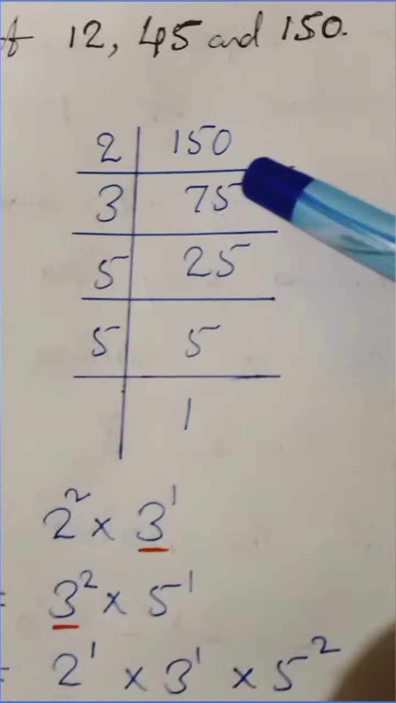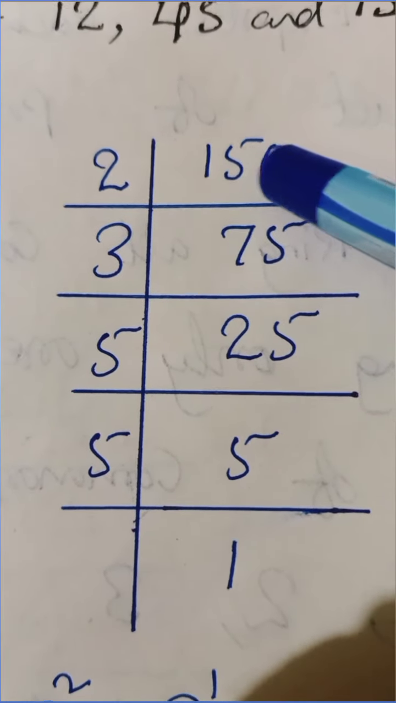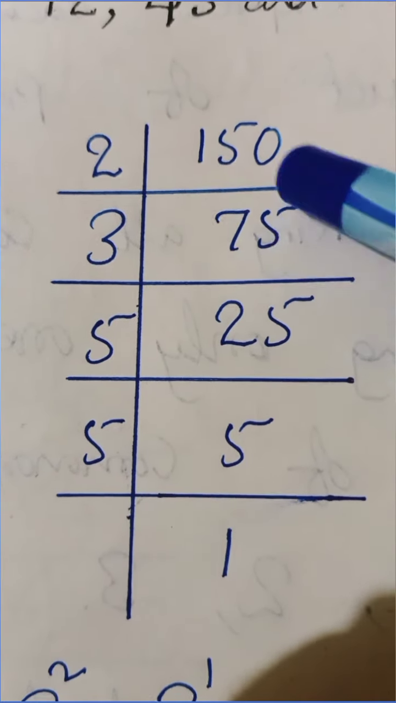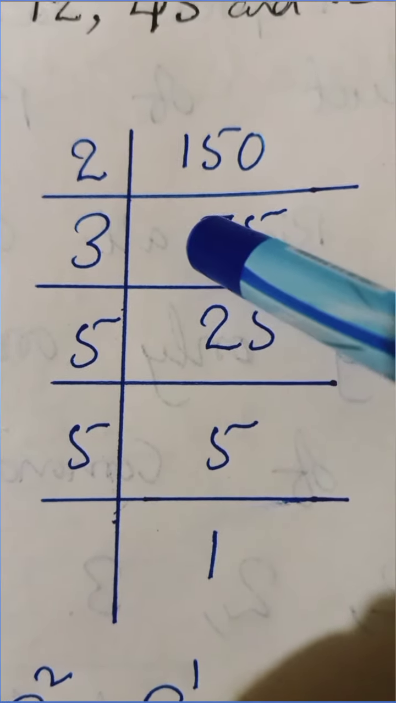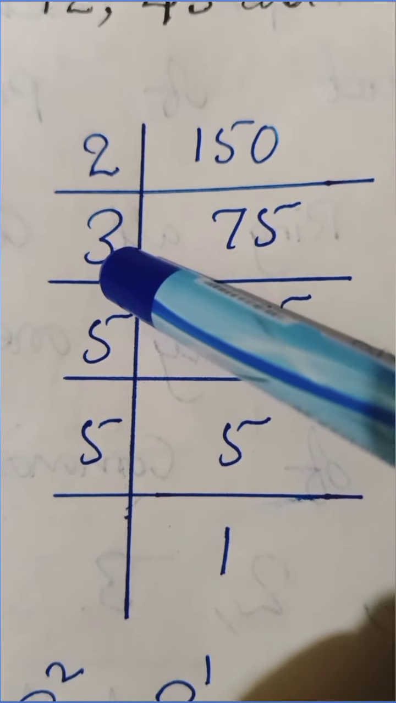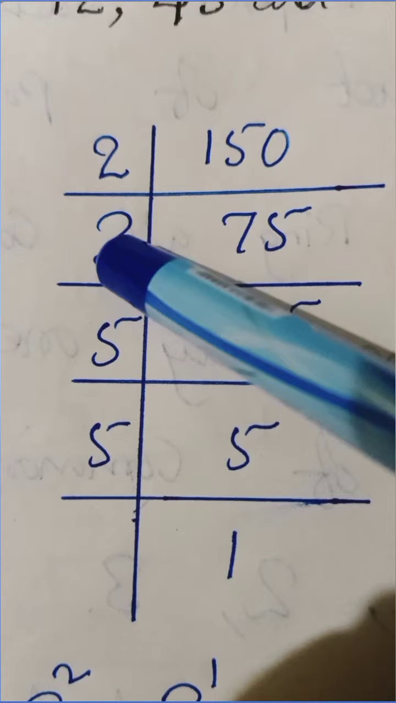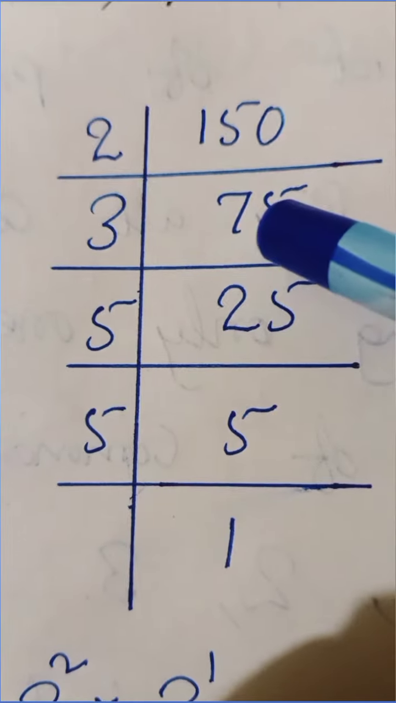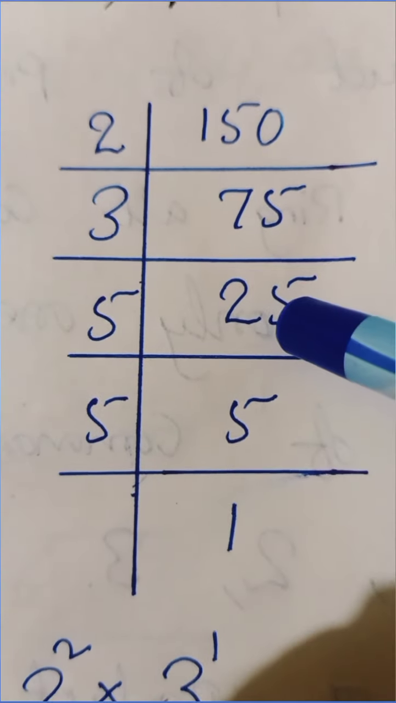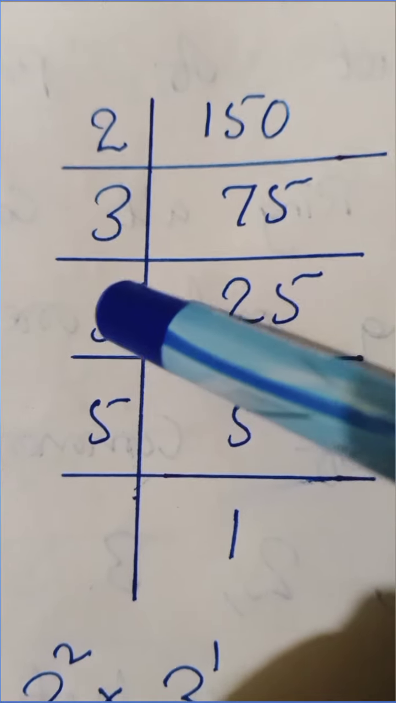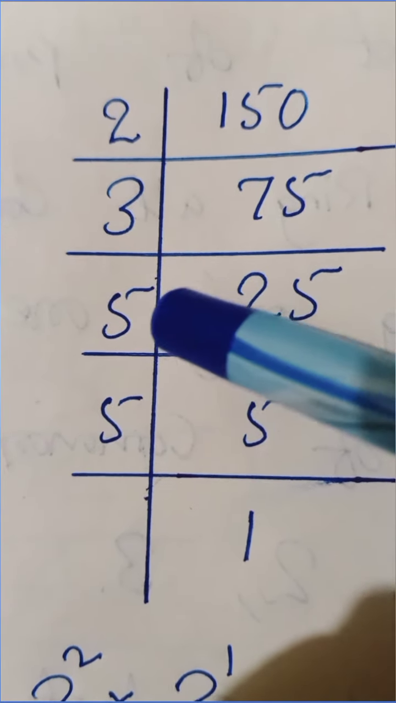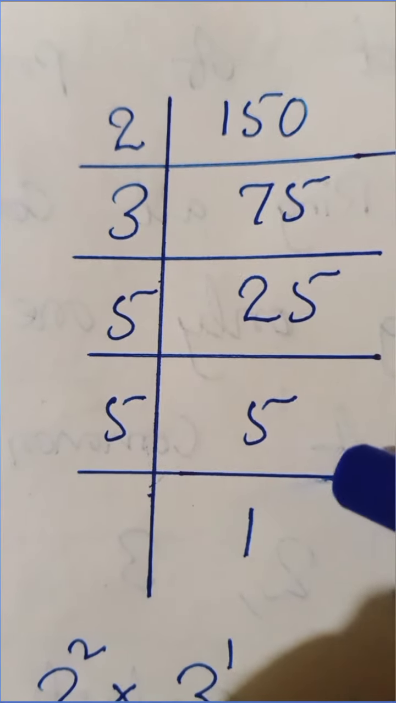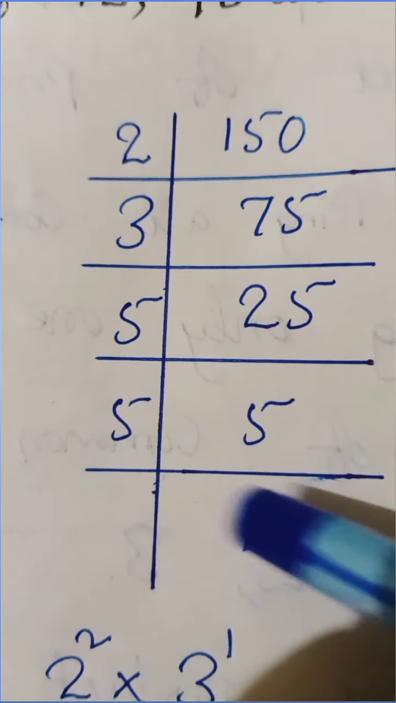Next, the last number is 150. 150 is divided by 2, because 150 is divisible by 2, and we get 75. 75 is not divisible by 2, so the next prime number is 3. 75 is divisible by 3, so 75 divided by 3 gives 25. 25 is divided by 5, which is the third prime number. 25 divided by 5 gives 5. 5 divided by 5 gives 1.